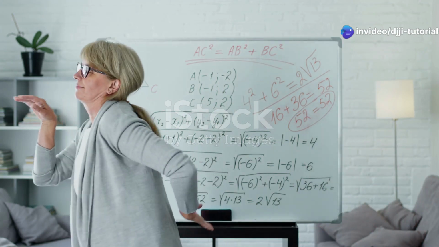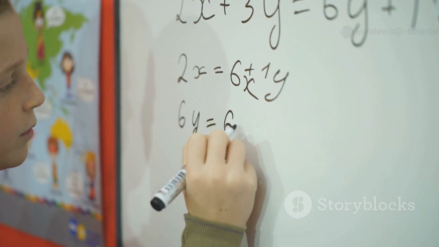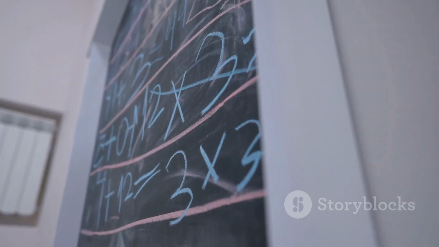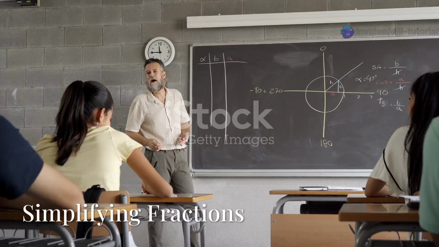Finally, let's talk about expanding brackets if necessary. Multiply each term inside the brackets by the term outside the brackets. For example, 2 times the quantity of x plus 3 equals 2x plus 6.